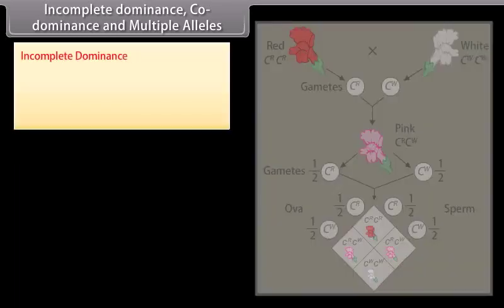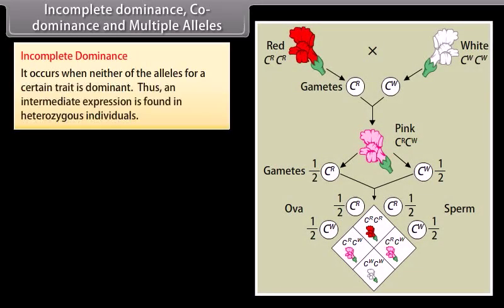Incomplete dominance, codominance, and multiple alleles. Incomplete dominance. It occurs when neither of the alleles for a certain trait is dominant. Thus, an intermediate expression is found in heterozygous individuals.